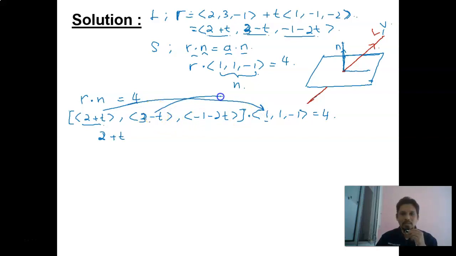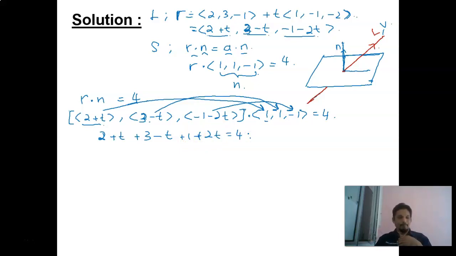Three minus t multiplied with 1 plus 3 minus t, and negative 1 minus 2t multiplied with negative 1. Negative 1 times negative 1 equal to 1. Negative 2t times negative 1 plus 2t equal to 4. Okay, so t minus t equal to 0. Then we got 2t here. 2 plus 3 equal to 5 plus 1 equal to 6.